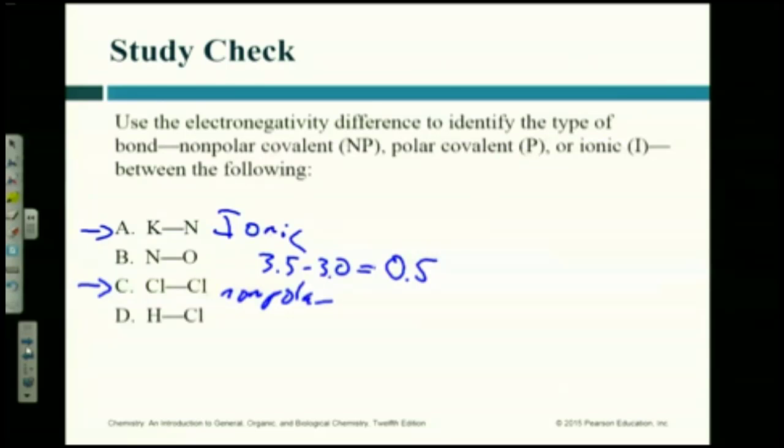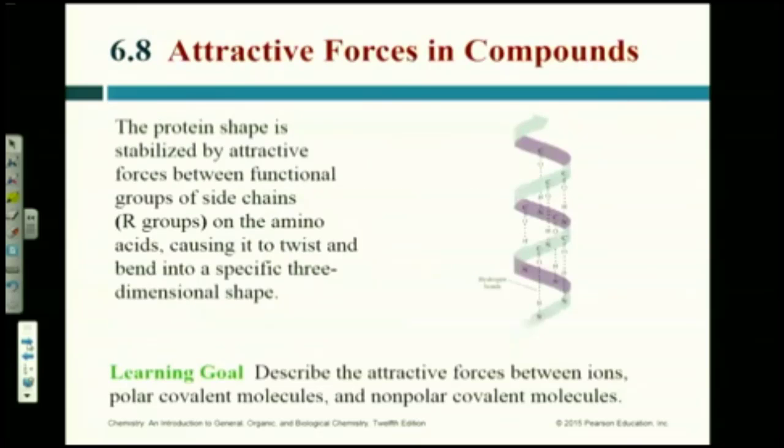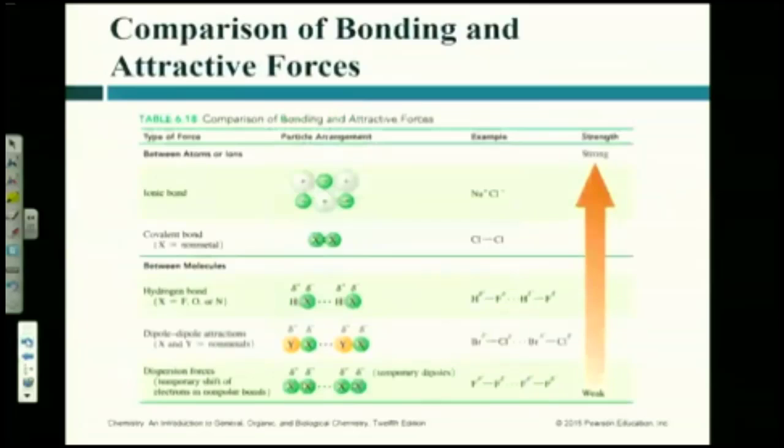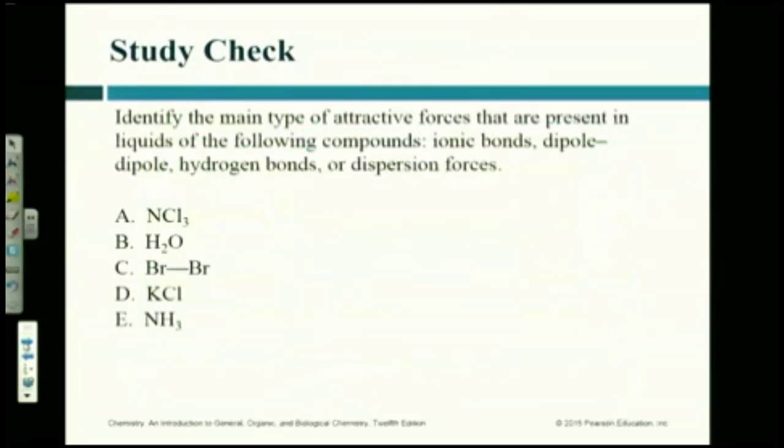What about hydrogen and chlorine? We already did those before, 2.1 and 3.0. The difference is 0.9, right? So it is polar covalent, okay? And we're not gonna worry about attractive forces. We'll deal with that later.